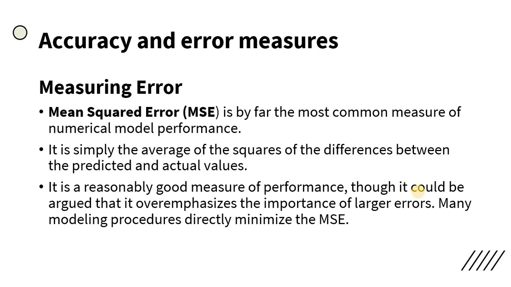Mean square error is by far the most common measure of numerical model performance. It is simply the average of the squares of the difference between predicted values and the actual values. It is a reasonably good measure for performance, though it could be argued that it overemphasizes the importance of large errors. Many modeling procedures directly minimize the MSE. So this is the most important measure used to find the errors.